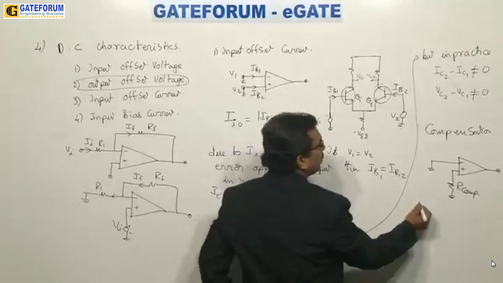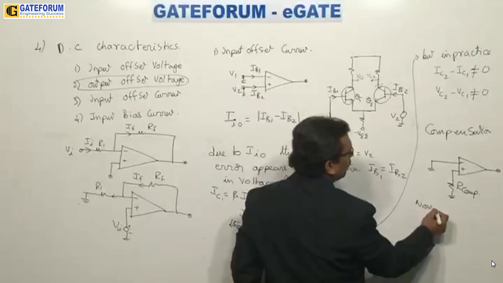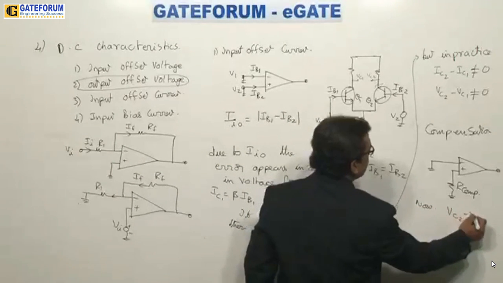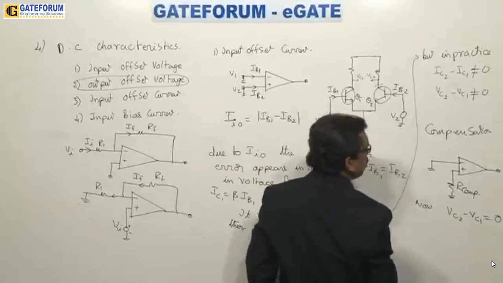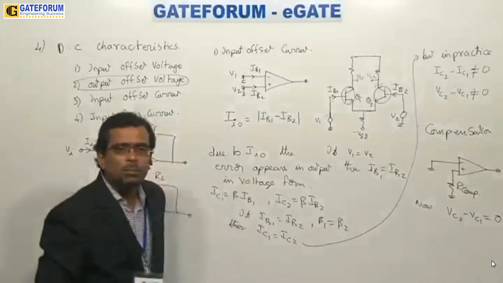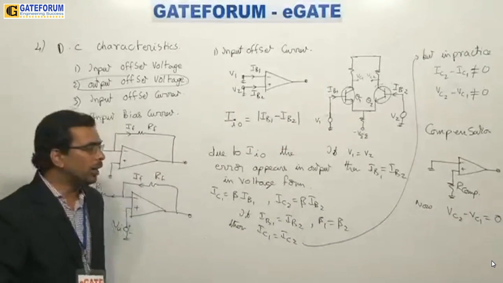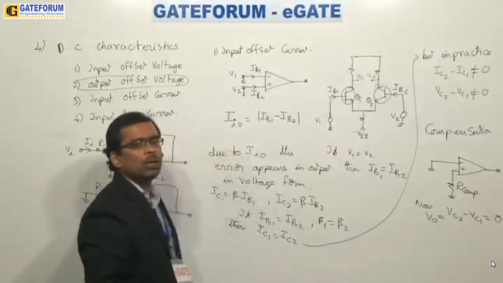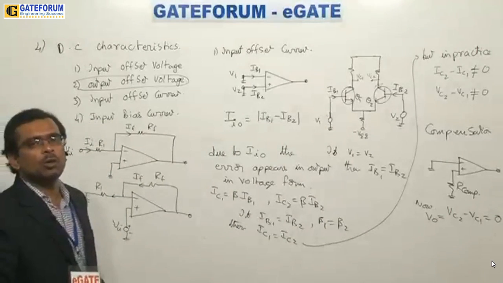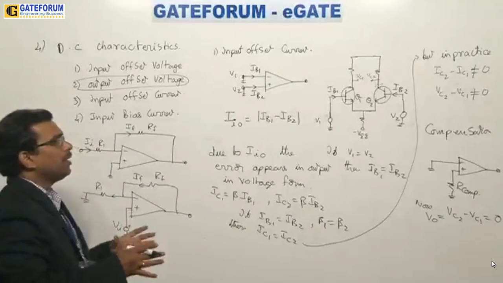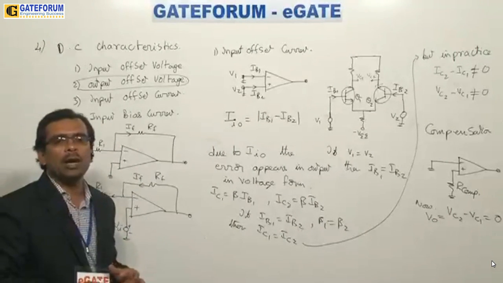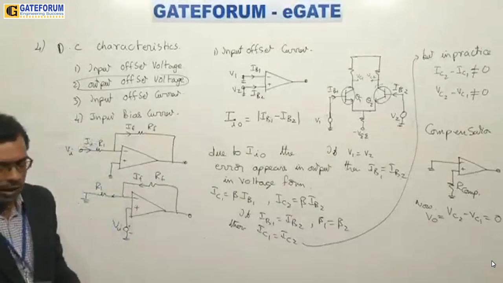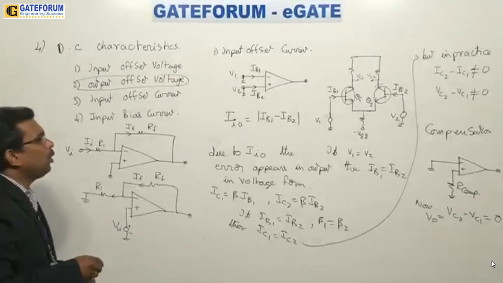So now because of this, VC2 minus VC1 will become 0. So the output voltage of the op amp will become 0. This is how you can make the difference of these two circuits 0. Fine. So this is about input offset current.